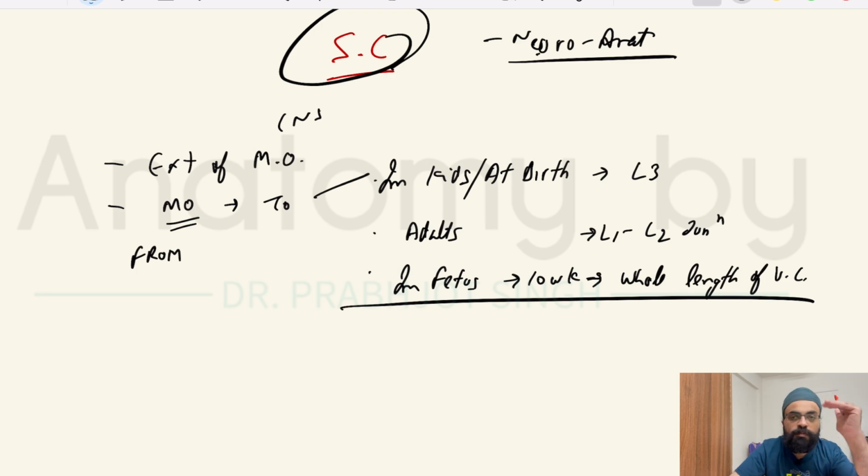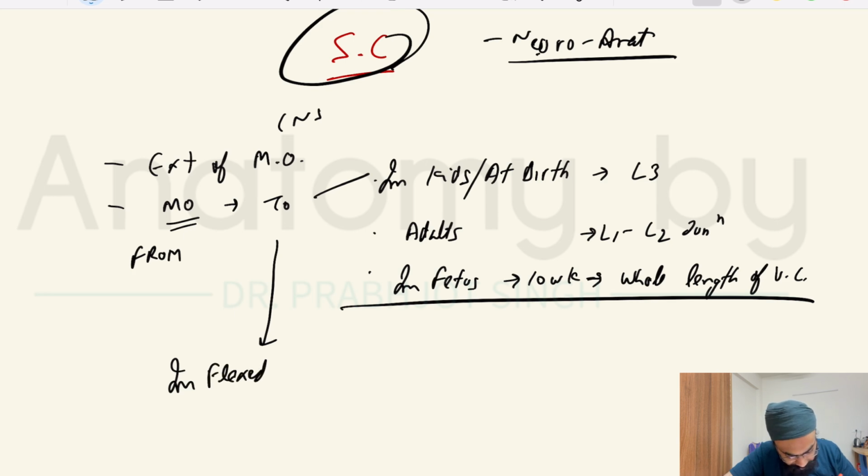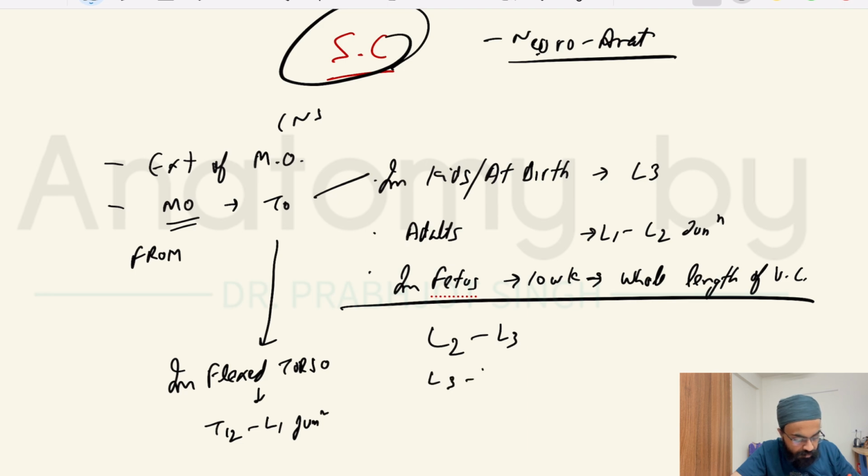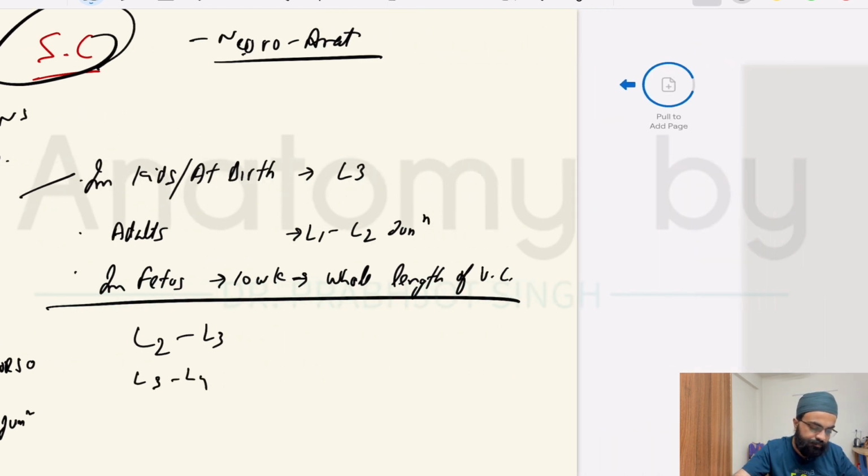Now you must have seen कि when the spinal anesthesia is being administered, the person is asked to flex the back. Why? Because when the back is flexed, in flexed torso, it is up to T12 L1 junction, just for the safety. Because the spinal anesthesia is given below the level of spinal cord, normally at L2, L3 or L3, L4 levels.